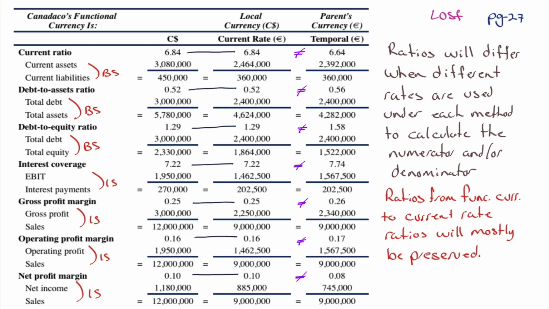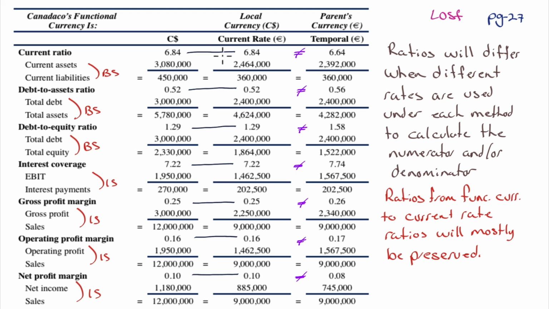All right, so here are the ratios, and we have three columns here. This is the Canadian dollar column. This is what they would be on the subsidiary's statements. If we use Canadian dollars as the functional currency, as the local currency, and convert at the current rate into euros, this is what we would get. And this is if we use the temporal method.